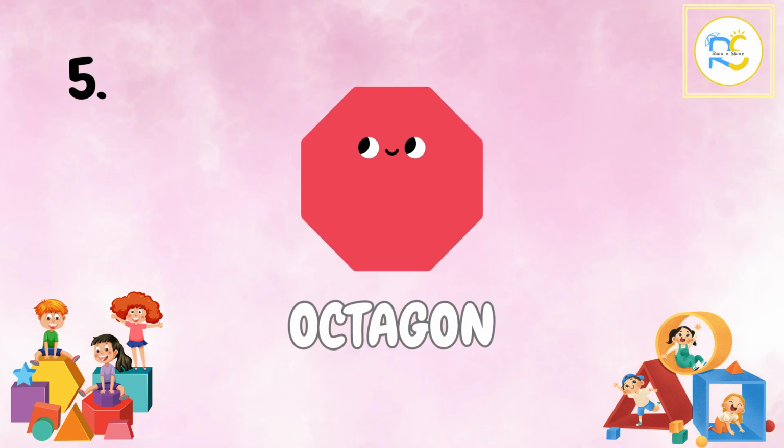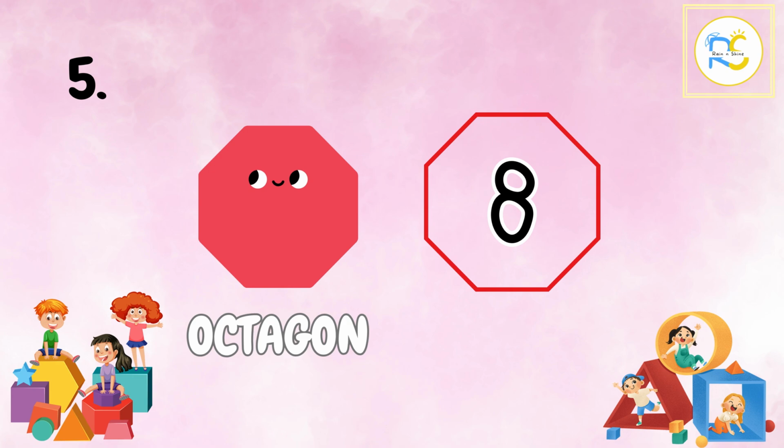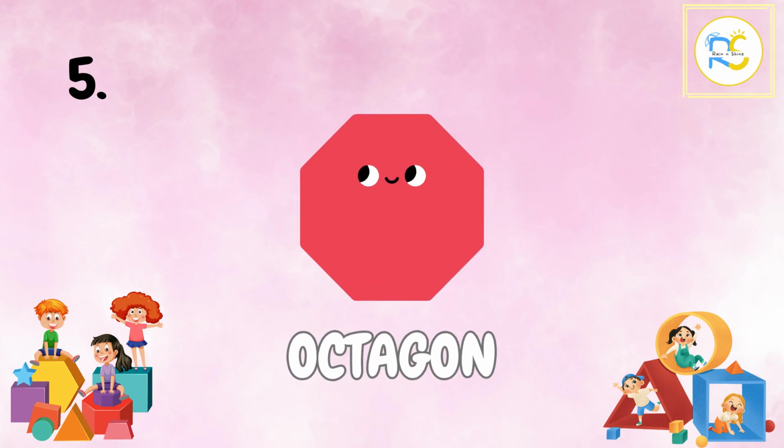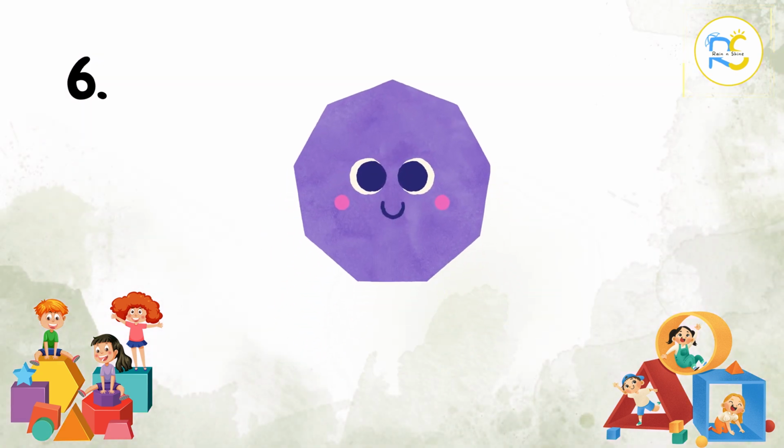Now let's look at a shape with 8 sides. It's an octagon. A very common place you might see an octagon is on a stop sign. The next time you see a stop sign, count the sides and you'll see it has 8. Let's say octagon together. Now, let's spell it, O-C-T-A-G-O-N.